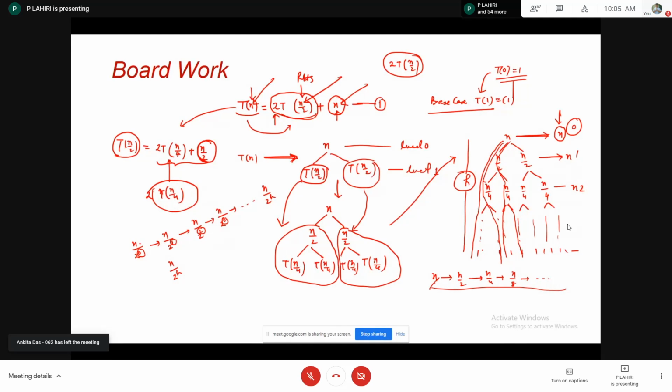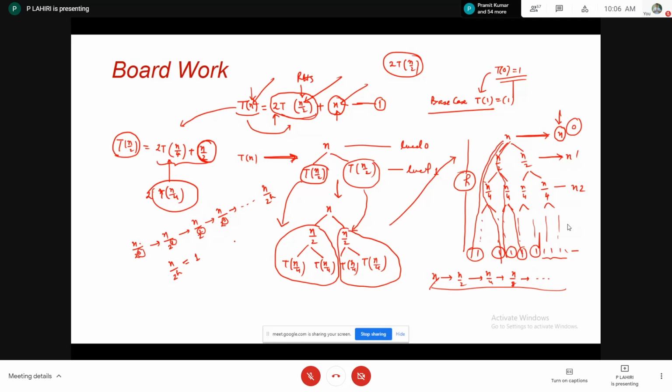Where have you stopped? In the base case or in the leaves? So what is the value in the base case? What was the value? 1. So when n by 2 to the power h equals 1, you can stop.